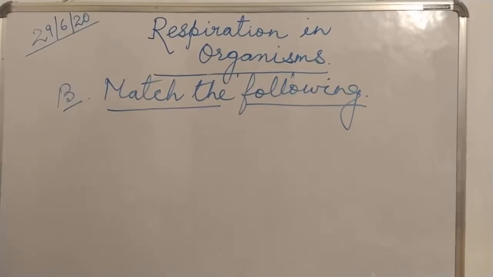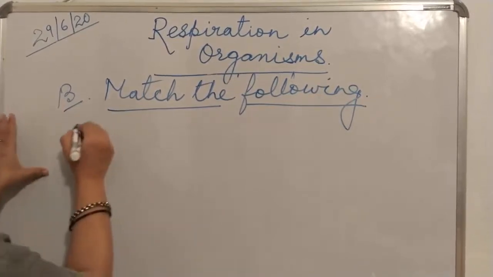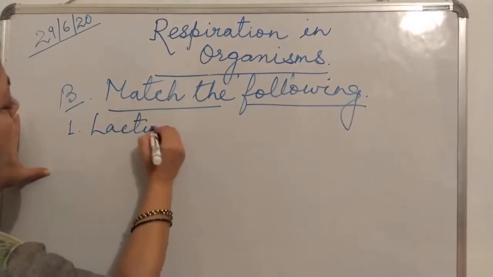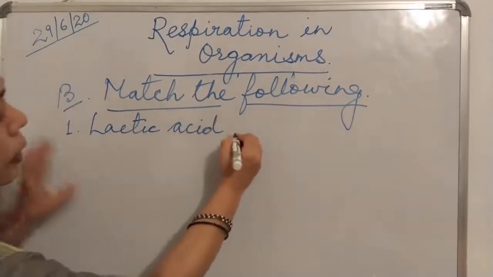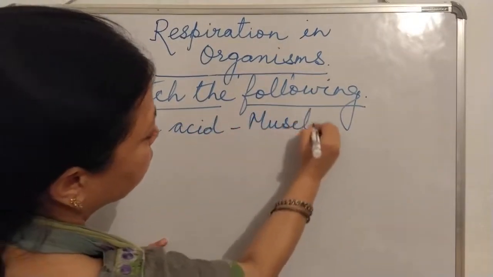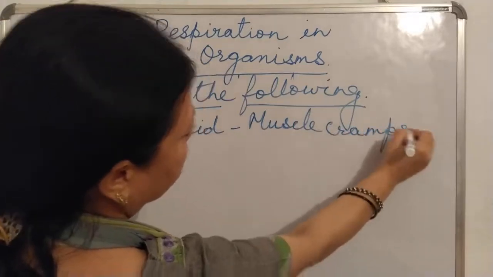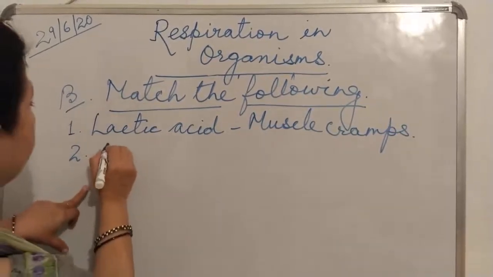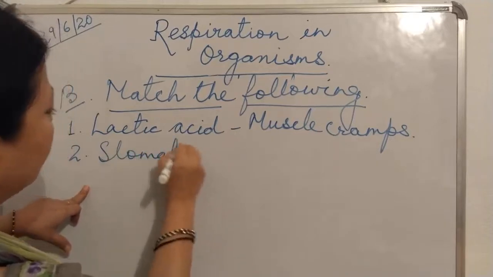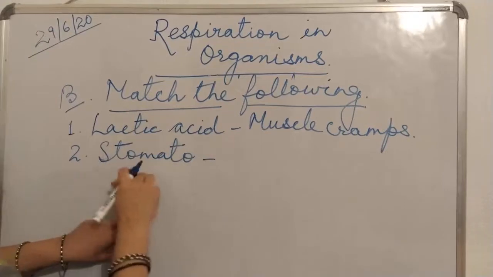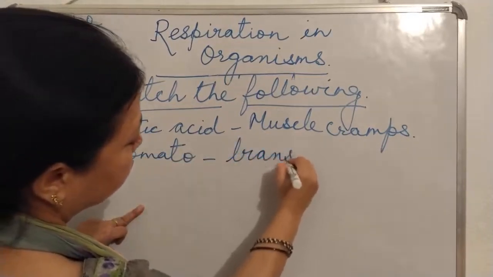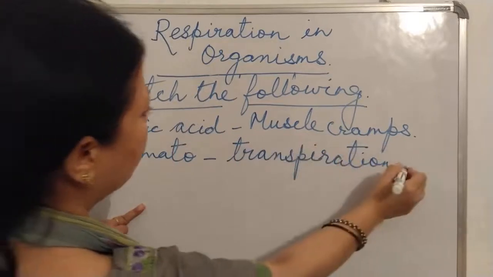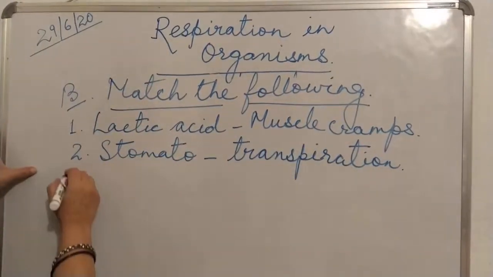So lactic acid is produced during muscle cramps. So we will match lactic acid with muscle cramps. Second is stomata. It helps in transpiration, that is in exchange of gases. Excess water is removed during the process of transpiration from the stomata, which is present in the leaves.